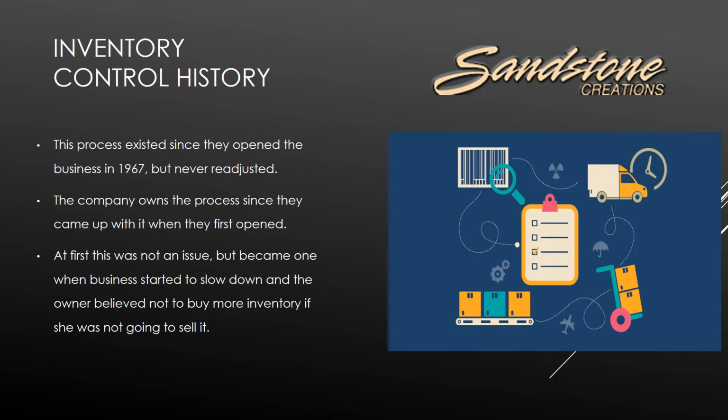The company owns this process since they came up with it themselves. For the majority of the years, this worked completely fine as products would come in and be outputted within a specific time frame, causing no issue. The problem arose when the business started to slow down and she believed not to buy. Makes sense, but as business picked up, she never got back to providing inventory for her company to sell.